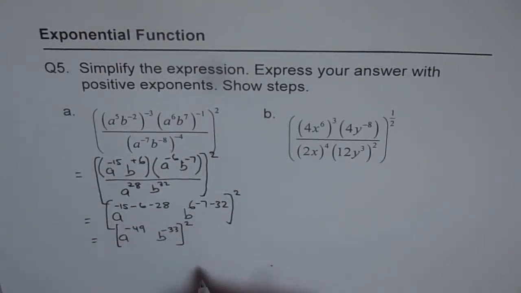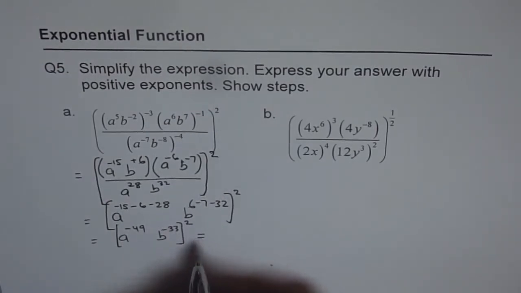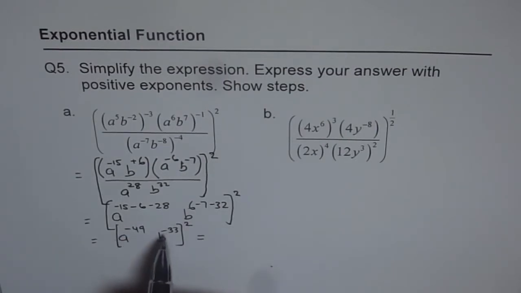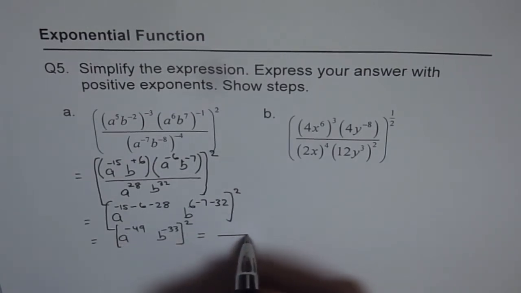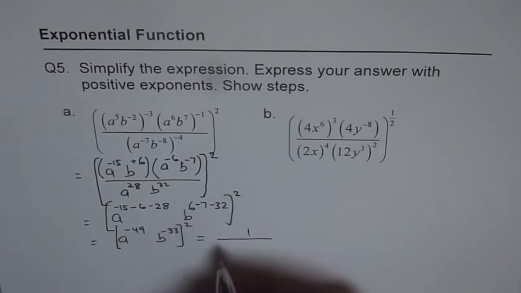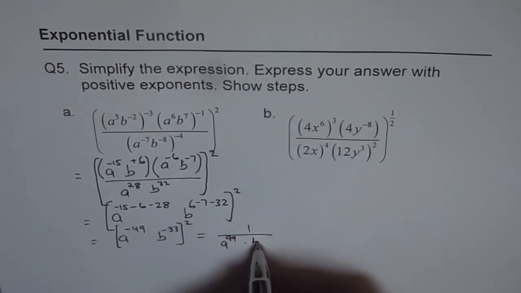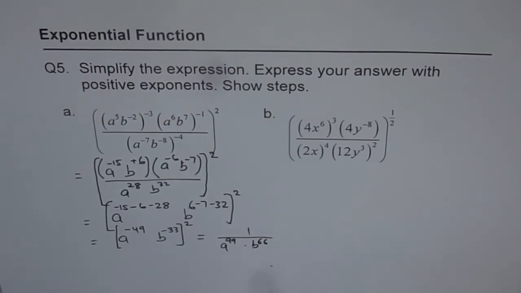So we'll just square them off, right? Squaring means multiplying these exponents by 2, right? So if we do that, what do we get? Now remember, this is negative. We want to write them with positive exponents. So positive means you should write them in the denominator, right? So in the numerator we get 1, since both are negative. 49 times 2 is what? 50 times 2 is 100, so 49 times 2 is 98. So we can write a to the power of 98 times b to the power of 66. So that is how we can simplify the first one.